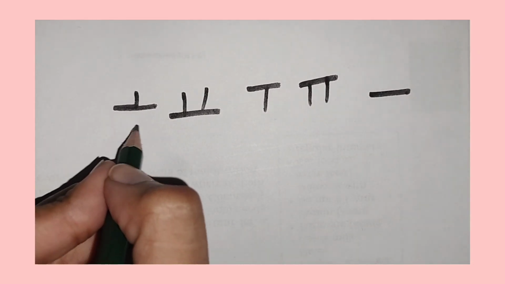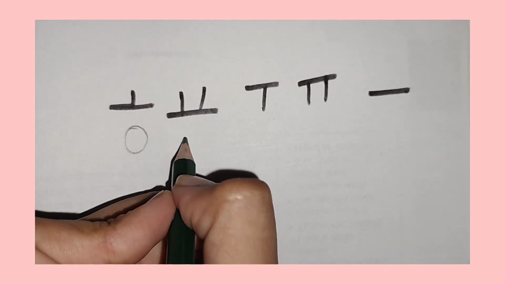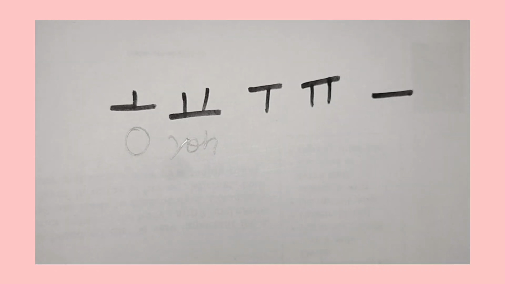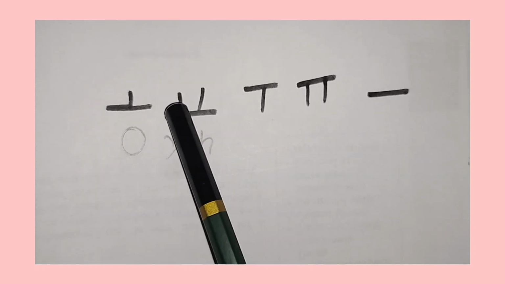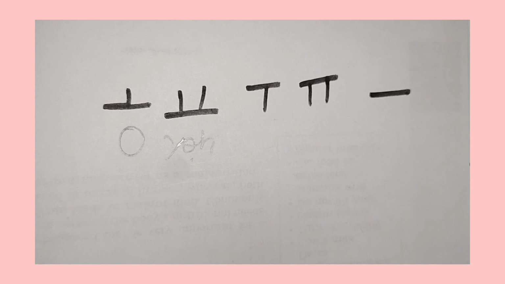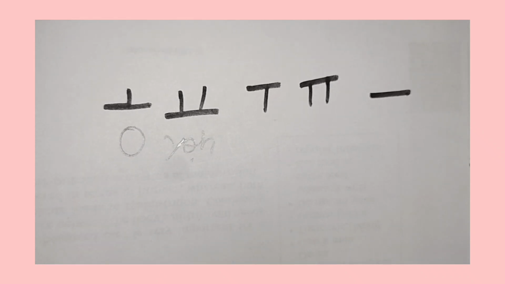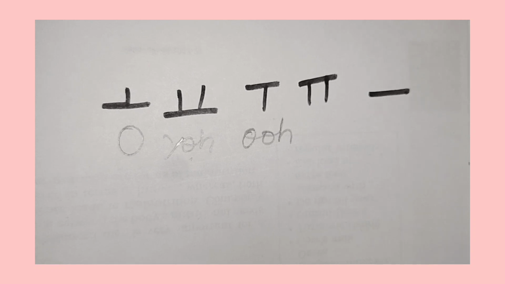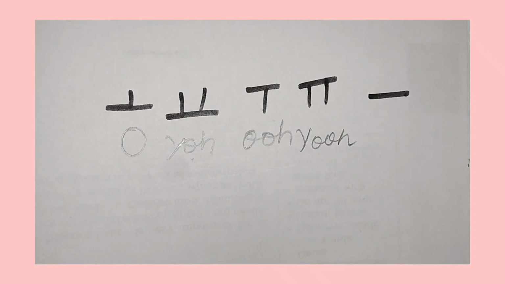So, first one is U. And as you can see here as well, double lines mean Y in the front, as we did in the past vowels. So this one is U. And this one, you guessed it, it's U.